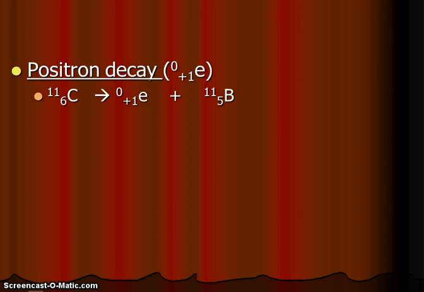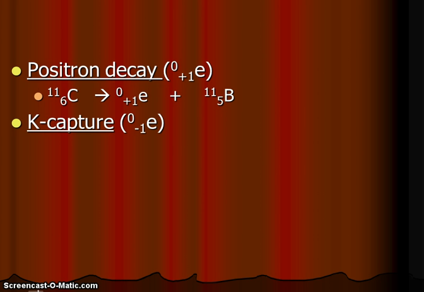Okay, so let's say we've got a positron decay, and we're told that carbon 11 goes through positron decay. Okay, so we write out what our positron is. Our mass is conserved, so 11 equals 0 plus 11, and 6 equals 1 plus 5. And the 5 tells us that we're transmutating into boron 11.